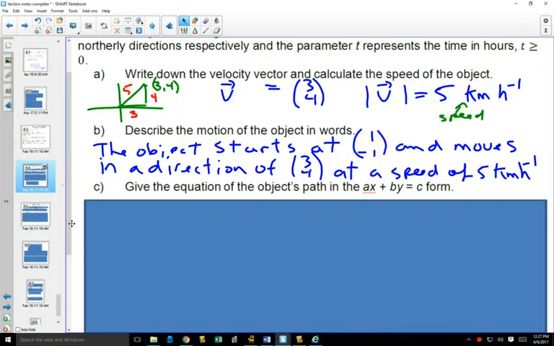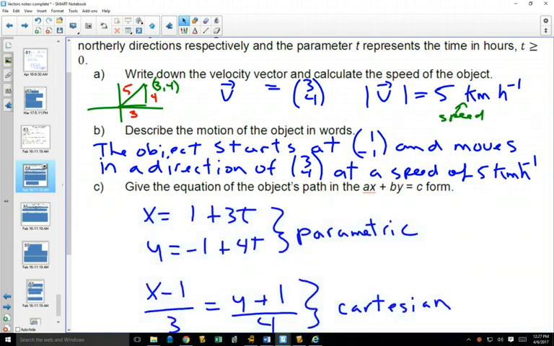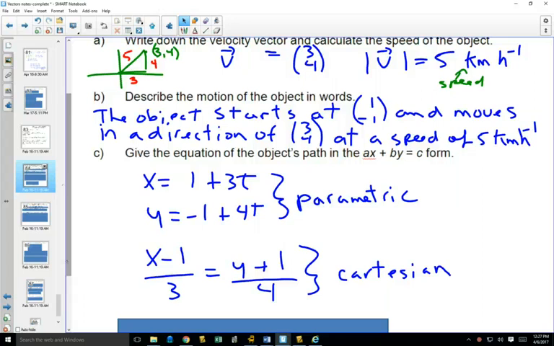So if we wanted to take our vector equation and change it to write it in ax plus by equals c, which is sort of similar to y equals mx plus b, it's like a linear equation that you would have dealt with before. There's a couple of ways you could do this. One way is to use your vector equation. From your vector equation, you could write your parametric equations. And then from your parametric equations, solve for t. And you would get your Cartesian equations.